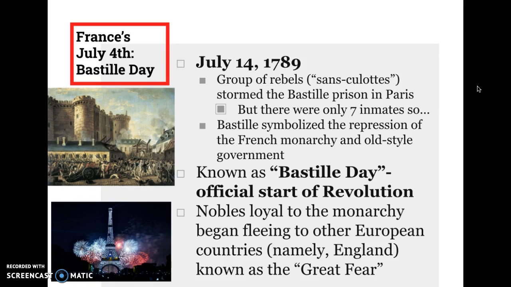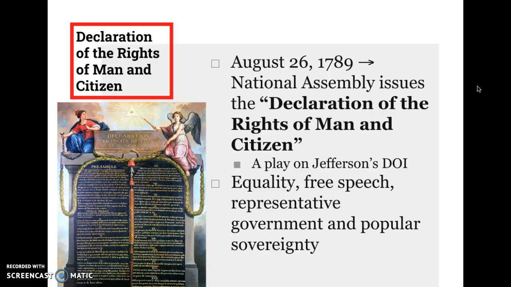And after this, it's seen as like, oh crap, this is a big deal. So a lot of nobles began to flee the country, including Louis XVI's own younger brothers, who literally bounced to Italy, and this becomes known as the Great Fear. The National Assembly, of course, issues the Declaration of the Rights of Man and Citizen, which is a play on our Declaration of Independence. They're very similar. Basic tenets include equality, free speech, representative government, and popular sovereignty.